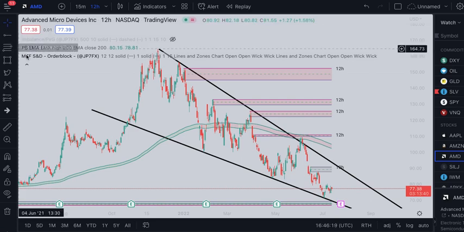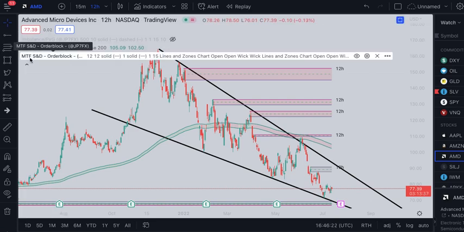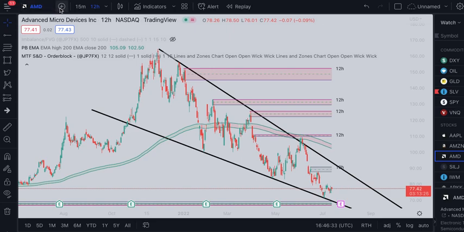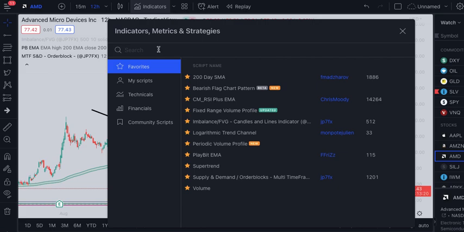After that, we're going to get this MTF SND order block, and it's made by JP7FX. I'm really not too familiar with the PC. Indicators, search. This is what it's going to look like when you find it. Right here, this one. It's not this one. They're both by the same guy, JP7FX. This is another point of reference you can use to see if you are on the right one.